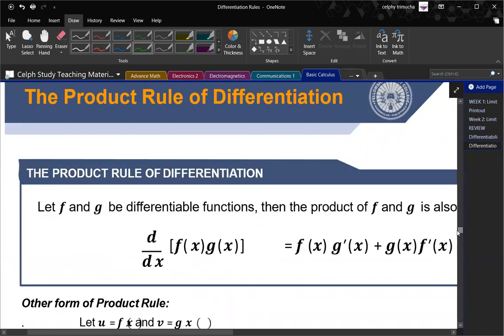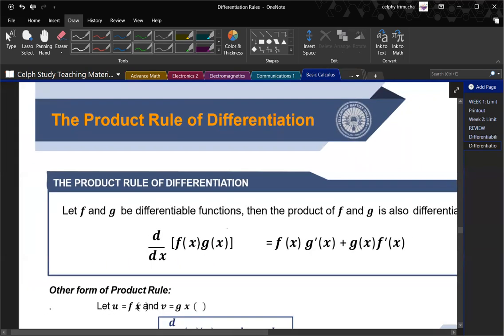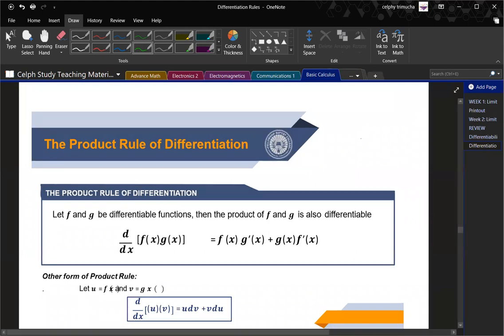Okay? Another rule nga kinahanglan naton i-discuss is about the product rule of differentiation. So, for the product rule of differentiation, given ka duha ka function, so we have function of x and we have g of x. So, kung mag-derive ka sa product, sa naka-product or naka-multiply, so what we are doing is, copy natin na yung unang function of x, derive natin ang g of x, plus, copy naman ang g of x or ang second nga equation, derive ang first equation.